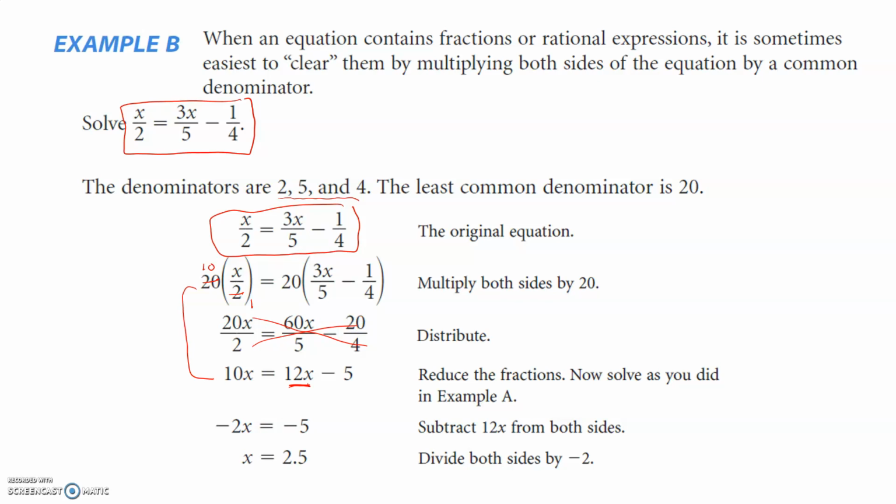Okay, then I have letters on both sides, so I'm going to get rid of this 12x by subtracting 12x from both sides. So I get a negative 2x equals a negative 5, and then divide by a negative 2 to get x alone.